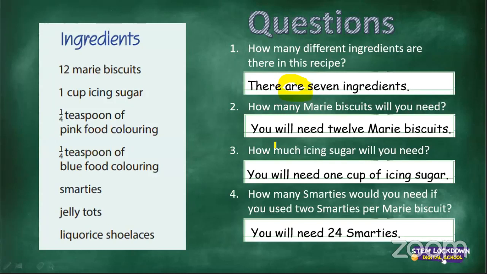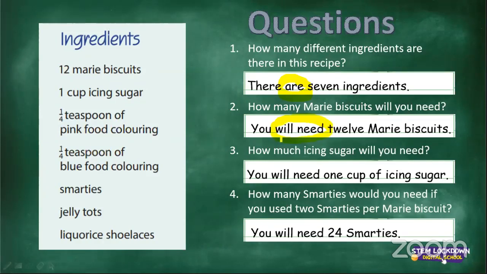All right, how many Mori biscuits will you need? And the answer is you will need 12 Mori biscuits. So what do you think is the verb in this answer? I don't know how much detail you know about verbs yet. So let's just say there are 2 words that form part of the verb, the phrase that makes out the verb. Someone said will, someone said need. But both of them, will need.